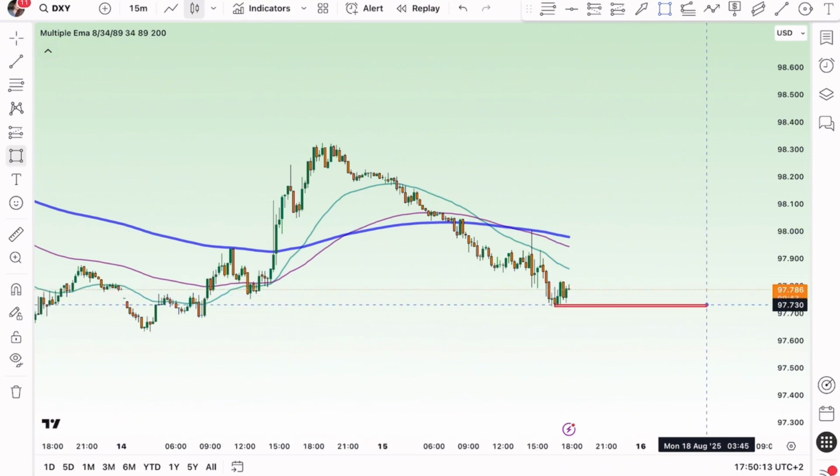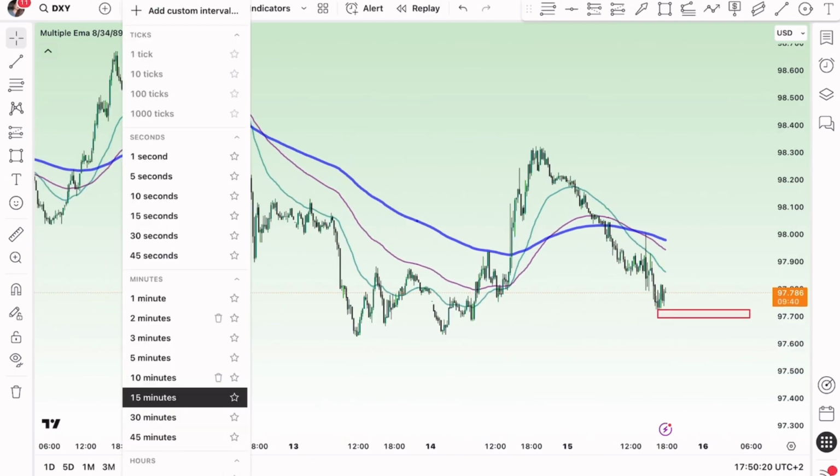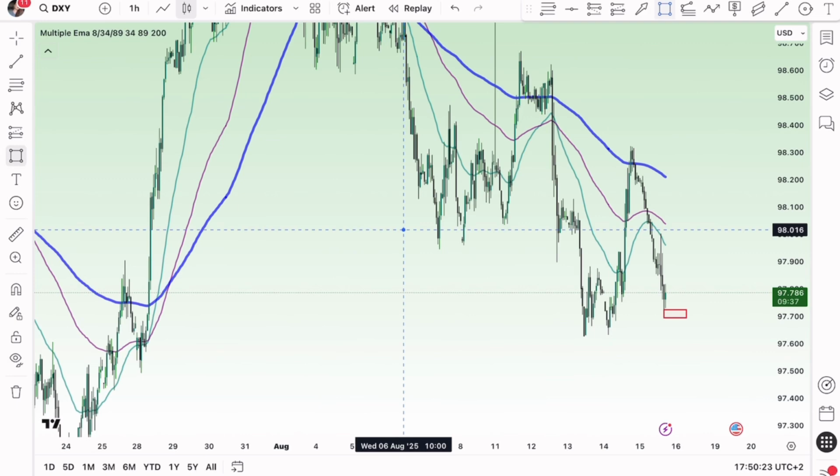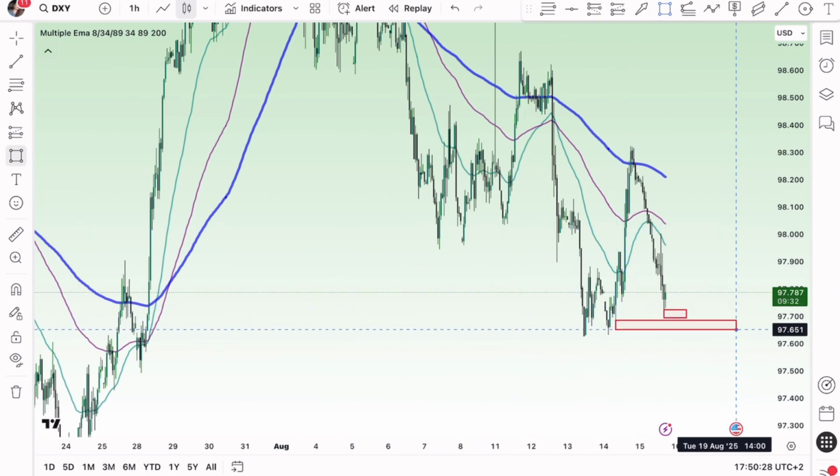In conclusion, the correlation between gold and USD is not an absolute rule, but it's a powerful tool that helps you to see a bigger picture of the market. Use the DXY as a final filter before entering a trade to increase your probability of success.